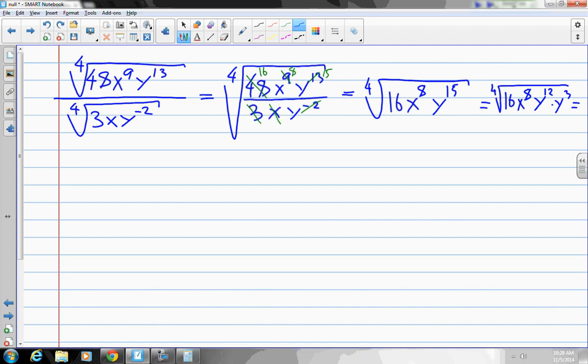Don't forget about that. So 4th root of 16 equals 2. 4th root of x to the 8th, you're just dividing by 4, is x squared. 4th root of y to the 12th, you dividing by 4 is y cubed. And we still have a 4th root of y cubed remaining. So this is as simple as it gets. Okay? Are we good?